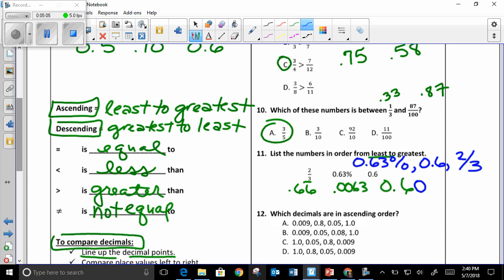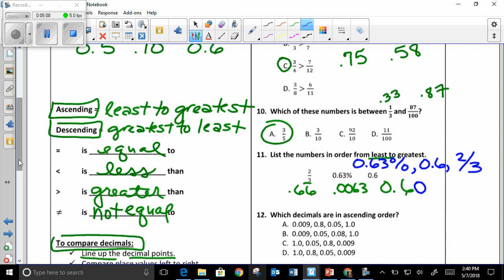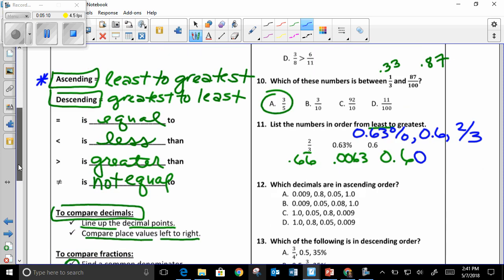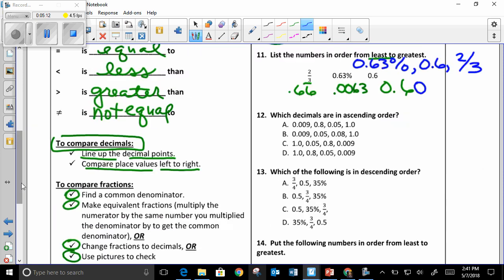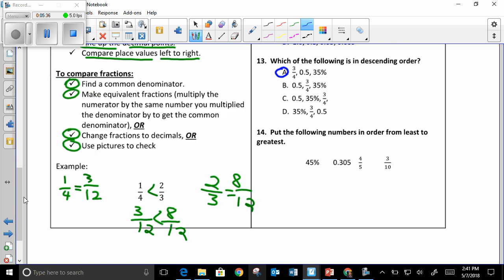Number 12, which decimals are in ascending order, which is right here, least to greatest? Which ones are least to greatest? You should have circled B. Number 13, which of the following is in descending order, which is greatest to least? 3/4 is obviously 0.75. That's bigger than any of these other decimals that are in the front, so you should have circled A. And the last one, number 14, put the numbers in order from least to greatest.